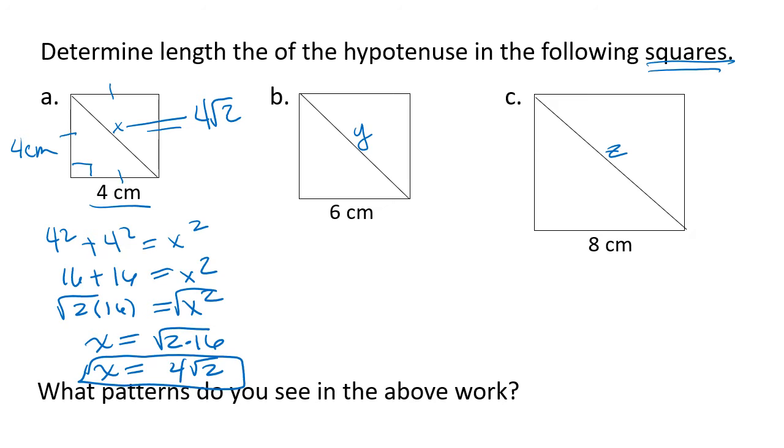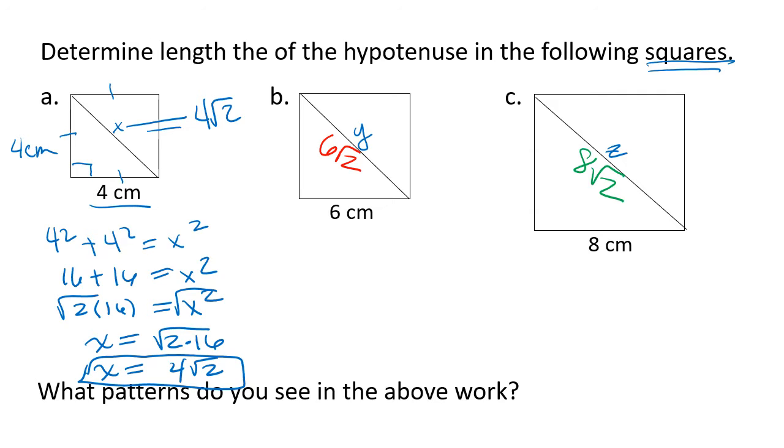Now, if you did this for the other two triangles, you should have gotten 6 square root of 2 for this hypotenuse, and you would have gotten 8 square root of 2 for this hypotenuse. So when we think about math as a study of patterns, if I have the leg length of a 45, 45 or an isosceles right triangle, could I find the length of the hypotenuse without having to do the Pythagorean theorem every single time?